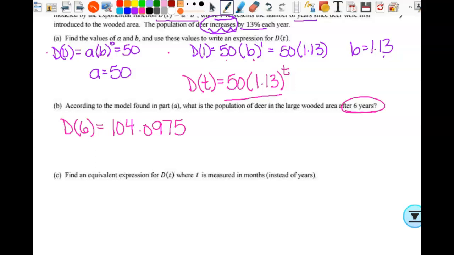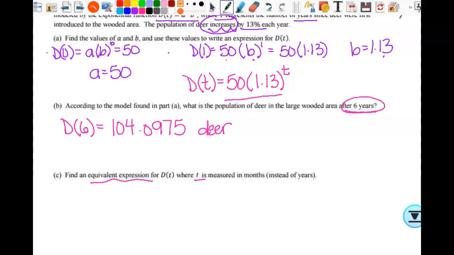Now, even though I can't have part of a deer, and even though in this situation having a whole number might be okay, right? But, you know, is it 104? Is it 105? Because you can't have part of a deer or whatever. You don't have to overthink it. It's okay, unless it said, you know, to the nearest whole deer or something. We can just put that and it's fine. Don't overthink it. When in doubt, put your decimals, okay? You'll be fine. Everybody okay with that?